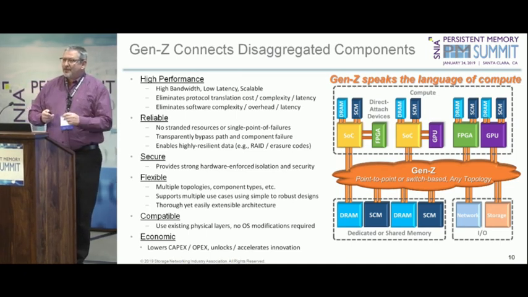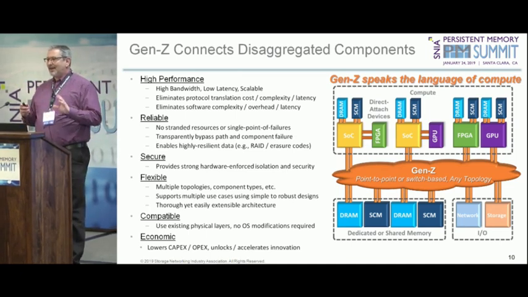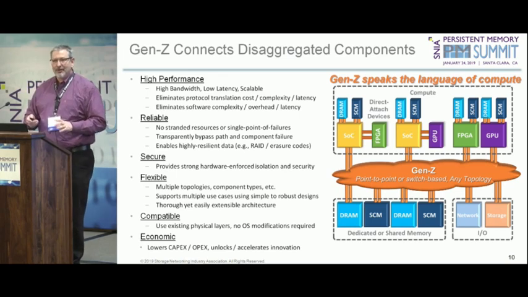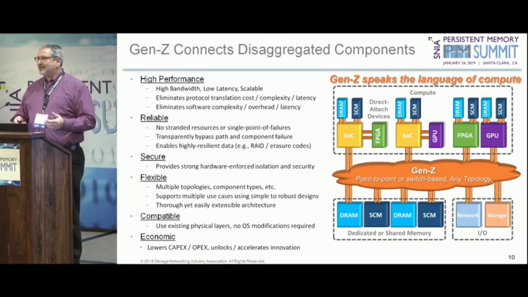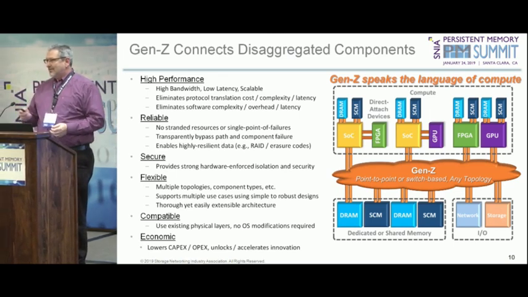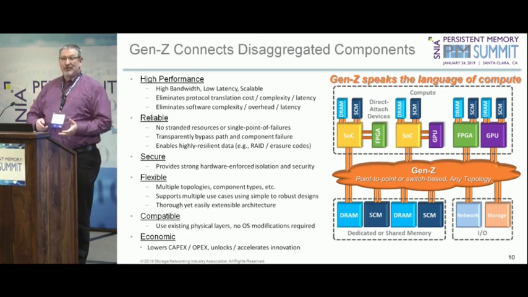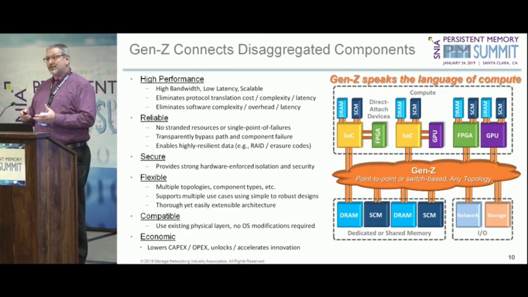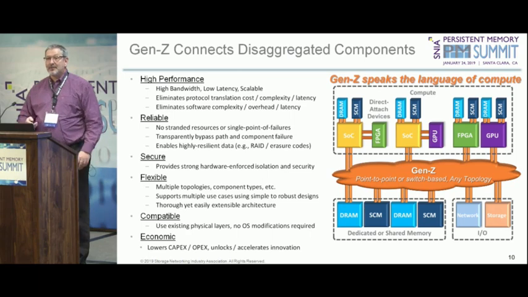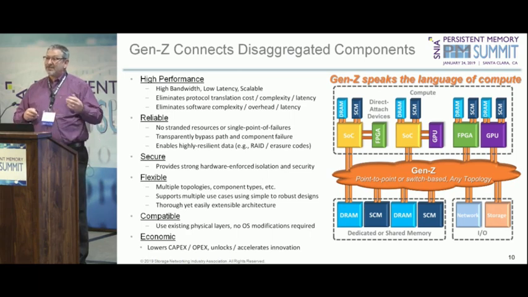Also, under the compatibility piece, a lot of people have talked about, hey, I don't need OS changes, or I don't need application changes. Gen Z is very much in favor of that. But much like you've heard, you can start that way, but you really want to start moving toward changes that optimize for persistent memory out on some sort of a fabric.